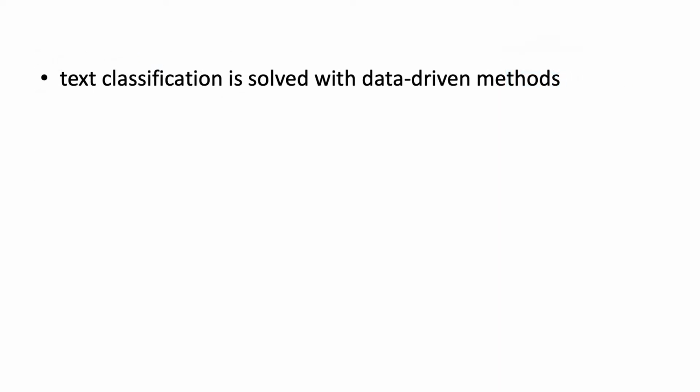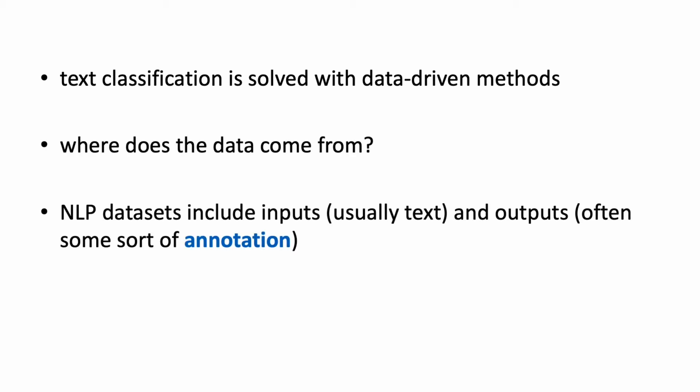The standard approach for solving these tasks is to use data. So where does this data come from? Well, NLP datasets have inputs, usually some form of text, and outputs, often some sort of annotation, like a category in this context, but we'll see other types of annotation as well as other output types later in the course.